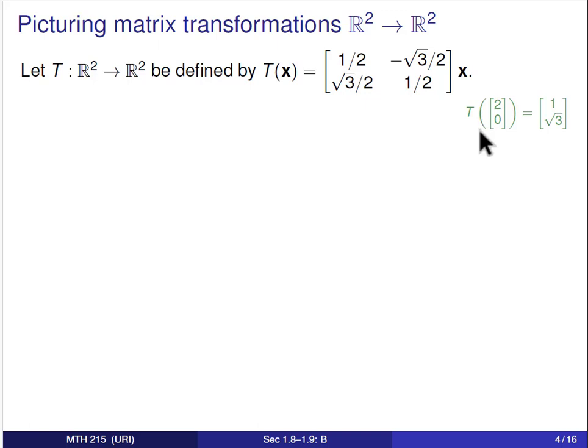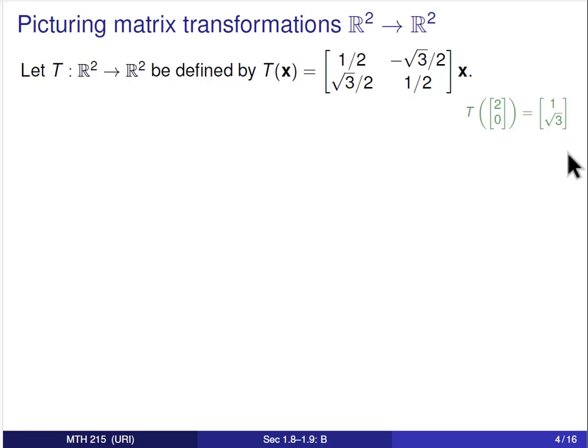So in particular, just as an example, if you were to plug in the vector 2, 0, you would take 2 times 1/2 and 0 times minus square root of 3 over 2 to get 1. And then you would take 2 times square root of 3 over 2 plus 0 times 1/2 to get the square root of 3. And 1, square root of 3 is your output vector.